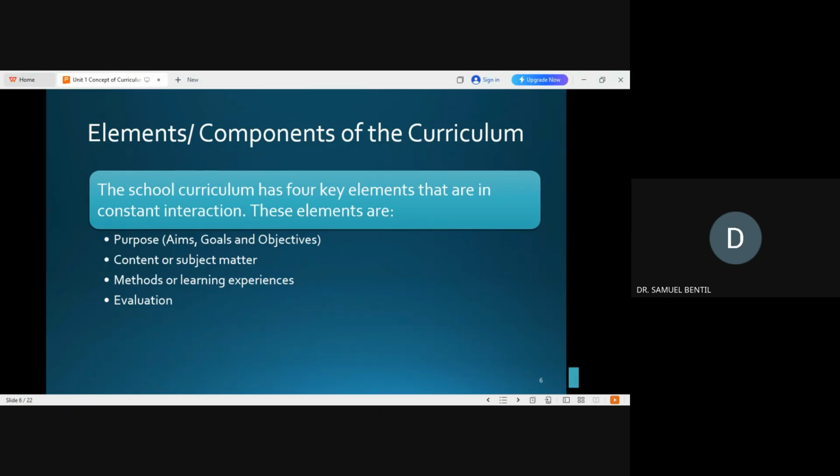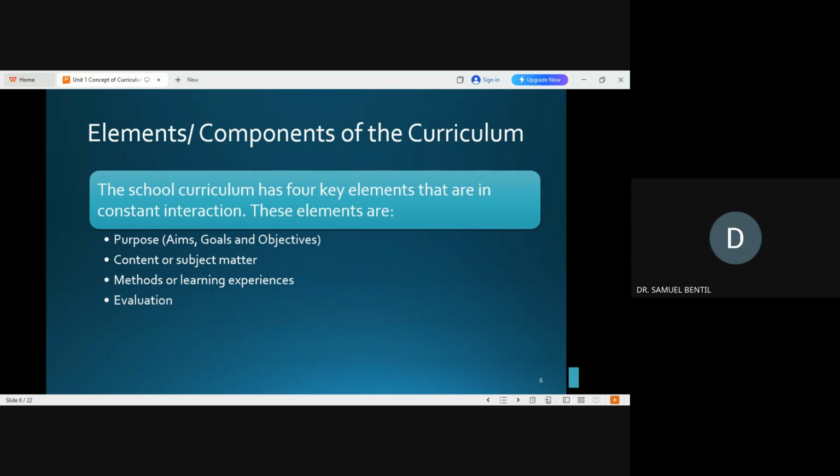Then we have content, which is also known as subject matter, as another component. We have methods, which is also known as learning experiences. That means that in some books, you may see methods and you may not see learning experiences. They are the same. Then we have evaluation, which is the last one.